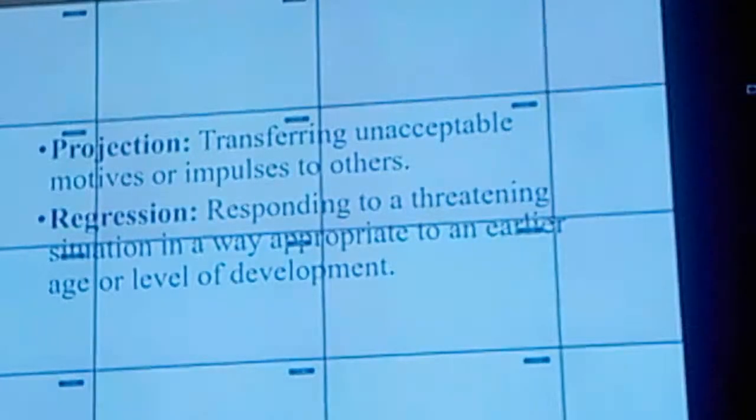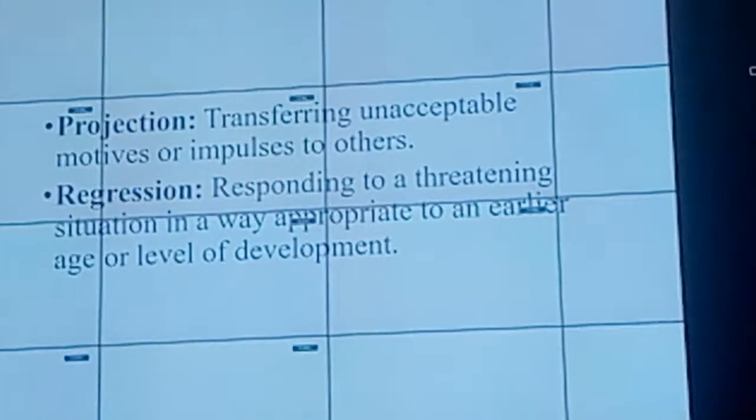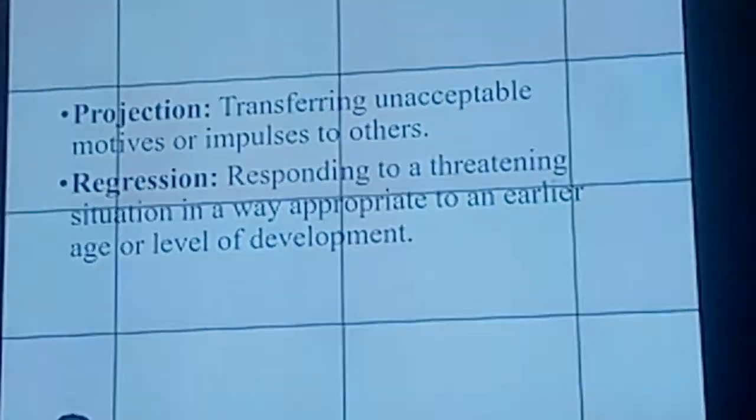Projection, transfer unaccepted motive or impotence to others. A lot of people, they're always doing that. You may say to someone, you hate me so much. Meanwhile, you are the person who hates that person. Those are examples that are big, but you can give them in the medical terms whereby you may do certain things that you know this is not actually up to the right standard.